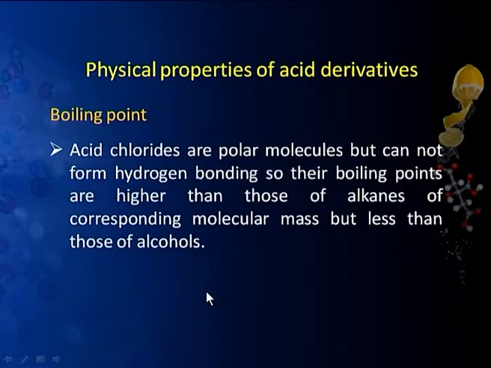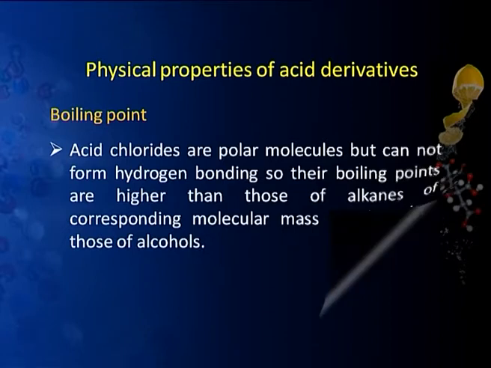Then their boiling points. Acid chlorides are polar molecules because they have a carbon-chlorine bond, and chlorine is electronegative, but they cannot form hydrogen bonds amongst themselves. So, generally their boiling points are not very high, but definitely they are higher than alkanes because they have some dipole interactions, and their boiling points are generally lower than the corresponding alcohols.